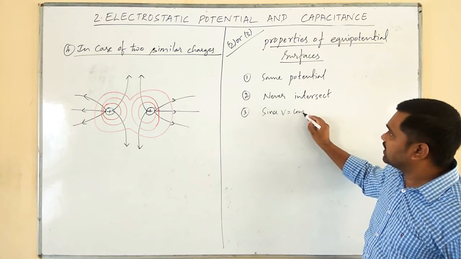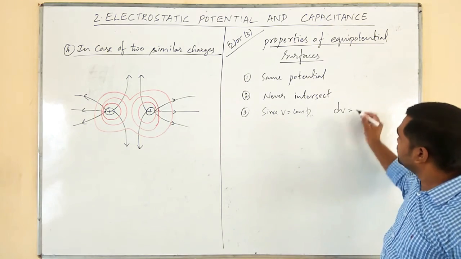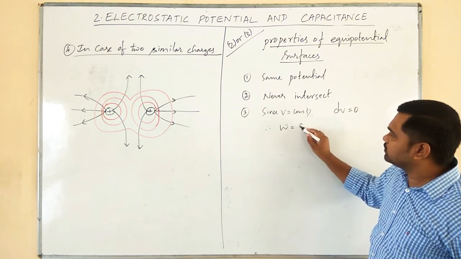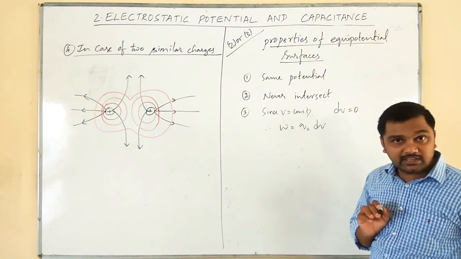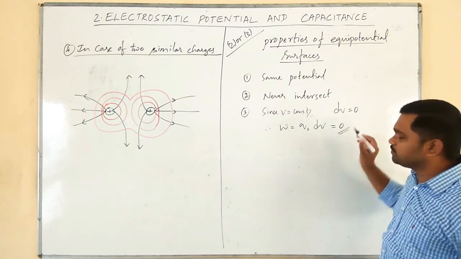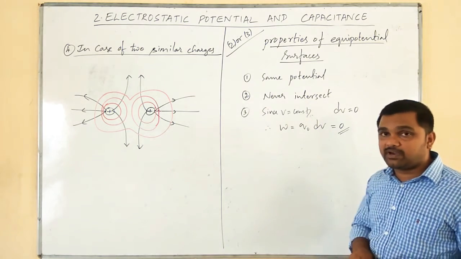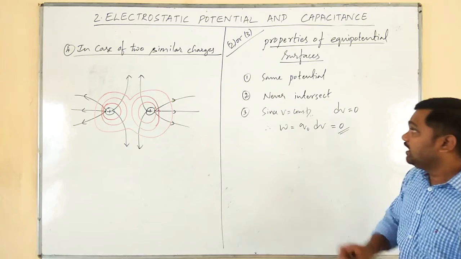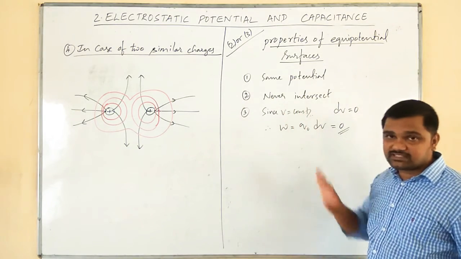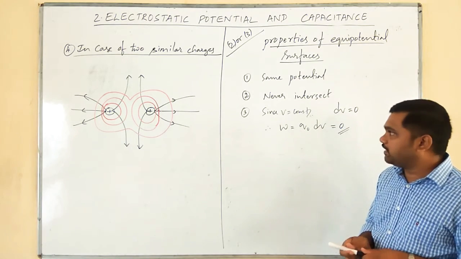And the third one: since V is equal to constant, what is dV, the change in electric potential? It is equal to 0. Therefore, we have the formula W is equal to Q naught into delta V, or dV. Since dV is equal to 0, W becomes 0. Therefore, the third property is that the work done in moving a charge on an equipotential surface is 0.